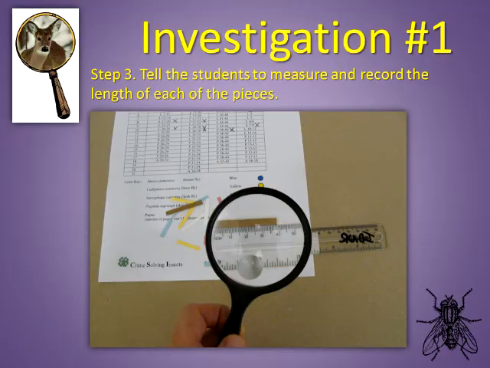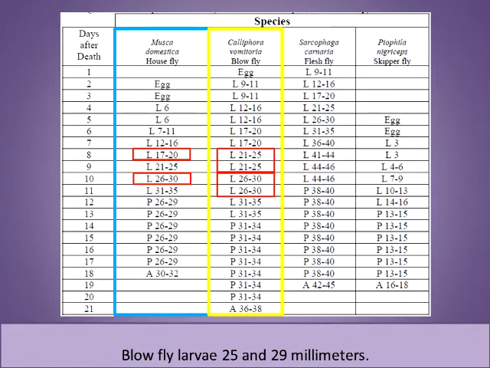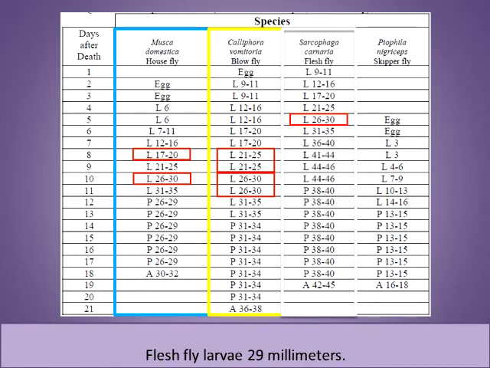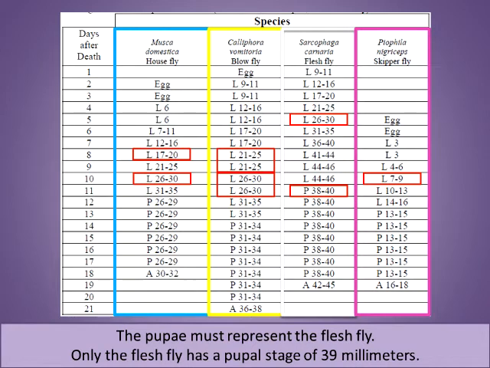Step 3. Tell the students to measure and record the length of each of the pieces. Investigation 1 had the following: housefly larvae 20 and 29 millimeters, blowfly larvae 25 and 29 millimeters, flesh fly larvae 29 millimeters, skipper fly larvae 9 millimeters. There were also pupae of 39 millimeters. The pupae must represent the flesh fly. Only the flesh fly has a pupal stage of 39 millimeters.